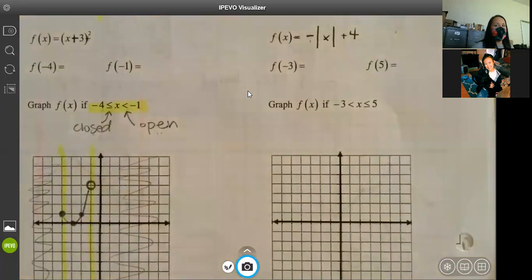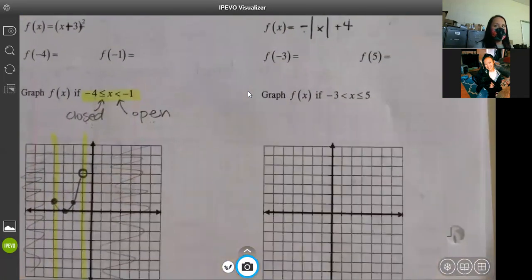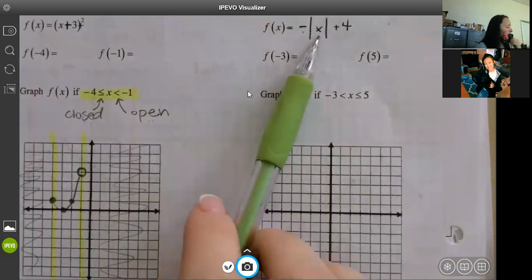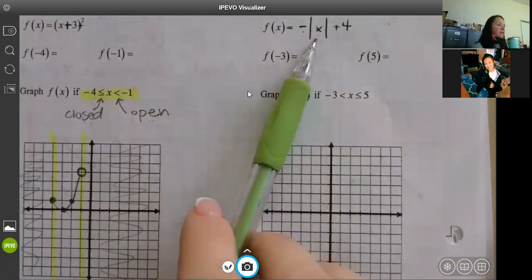Look at the next one. What kind of graph is this one? Absolute value. What kind of transformations does this have?